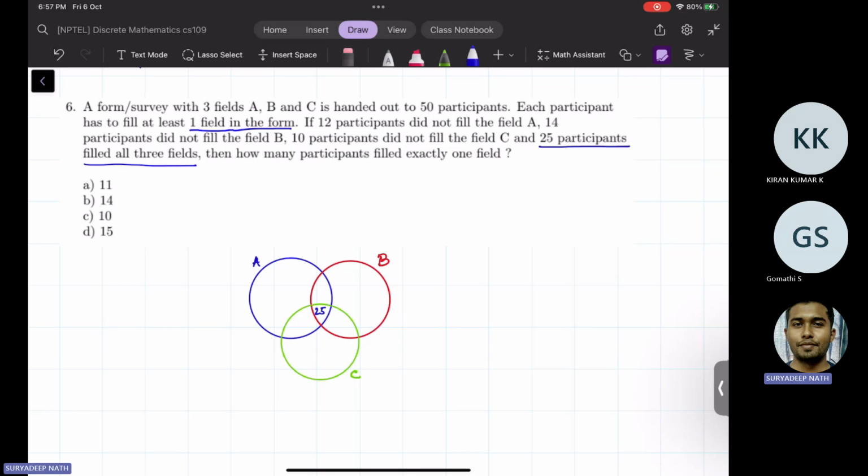Now what they want to ask is how many participants filled exactly one field. People who filled only A are this, people who filled only B are these, and people who filled only C are these. So they are asking us to find the cardinality of this dotted region. And we know that the central region has 25.